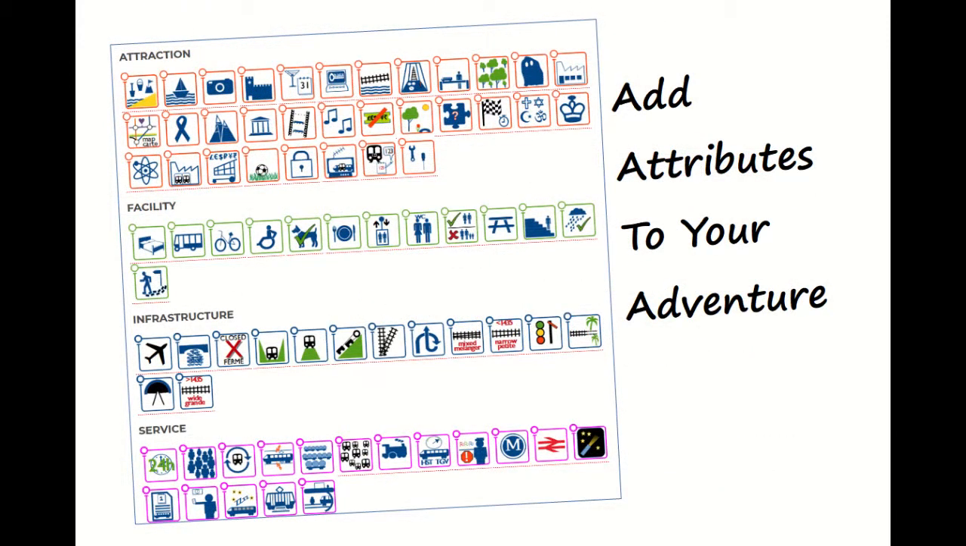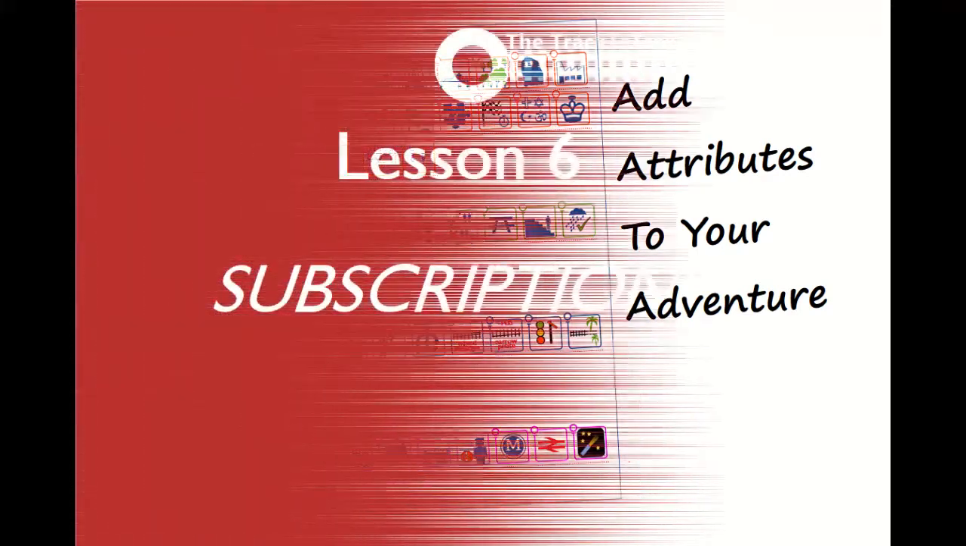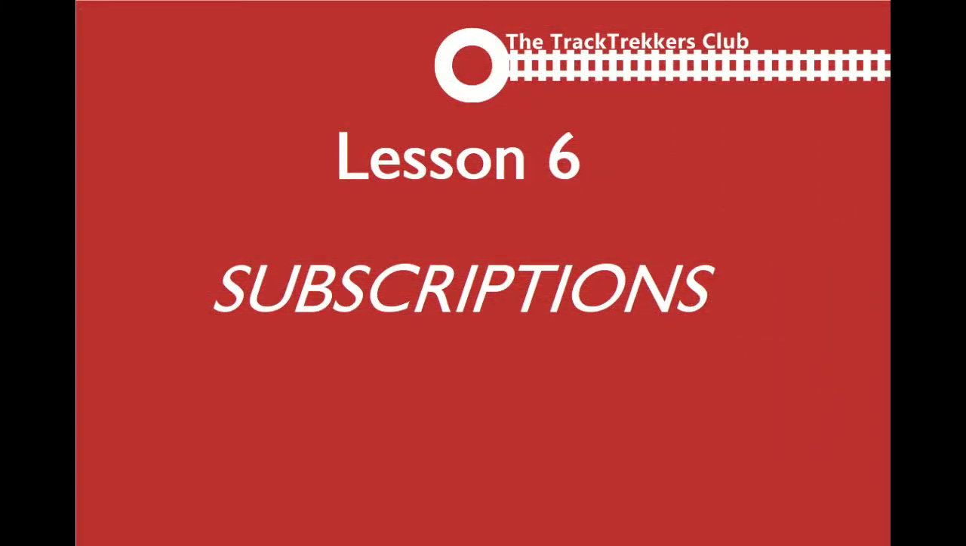The attributes, we have a variety of attributes. They're sort of color-coded by either attraction, facility, infrastructure, or service. And if you think there's something else, another attribute that could be introduced, let us know, and we'll see if we can sort of fit it in. But we do ask you to select at least 3 attributes for your adventure, sort of to highlight why they're useful for visiting.